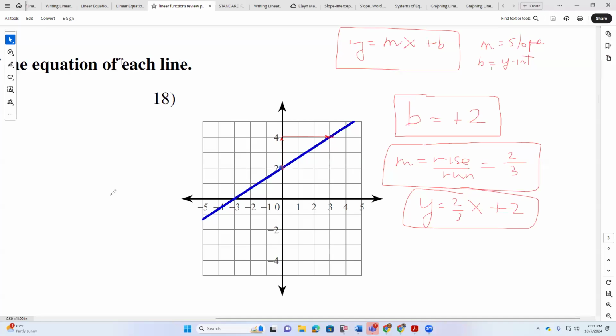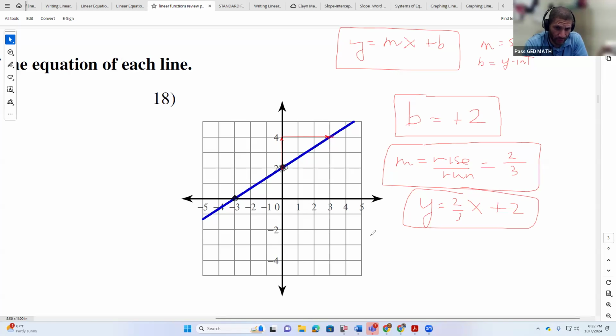The graph is going up, not down. So if it's going up, we know the slope is positive. We still have this point here, and we're going to go down this line, and right there, that's the second point we're going to use.